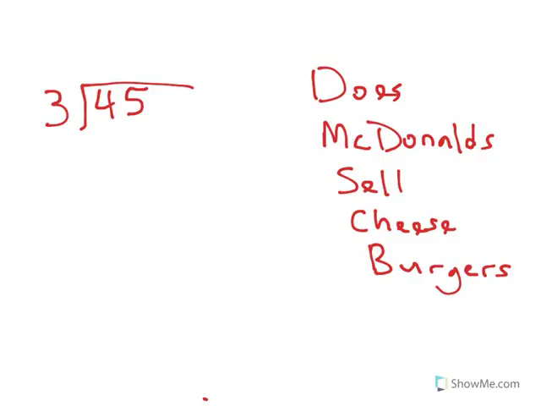So today we're going to talk about long division and teach the traditional method of doing that. There's a phrase that you should remember: Does McDonald's sell cheeseburgers? We're going to get to why that is important in a minute, and we'll talk about that.